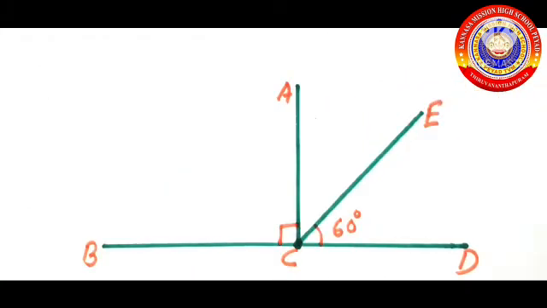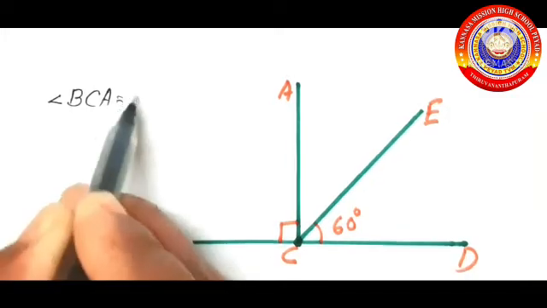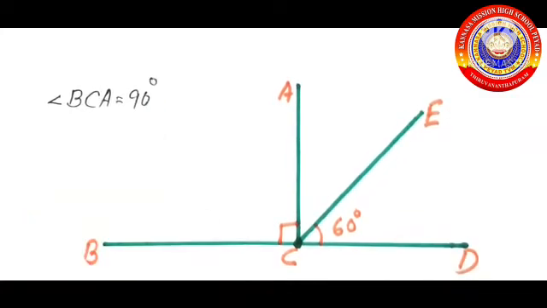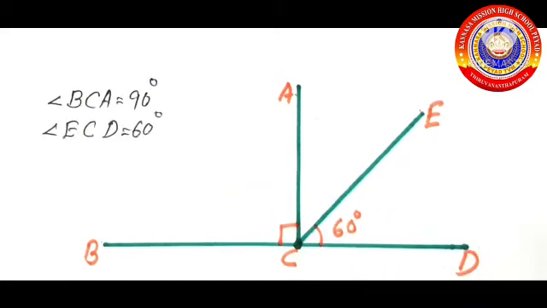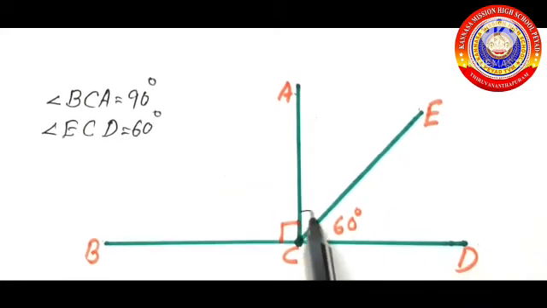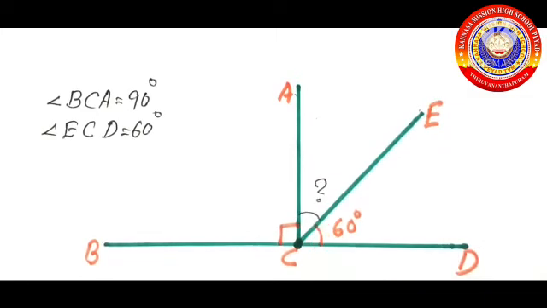Next, we have to consider an example. Angle BCA is equal to 90 degrees and angle ECD is equal to 60 degrees. We have to find angle ACE.